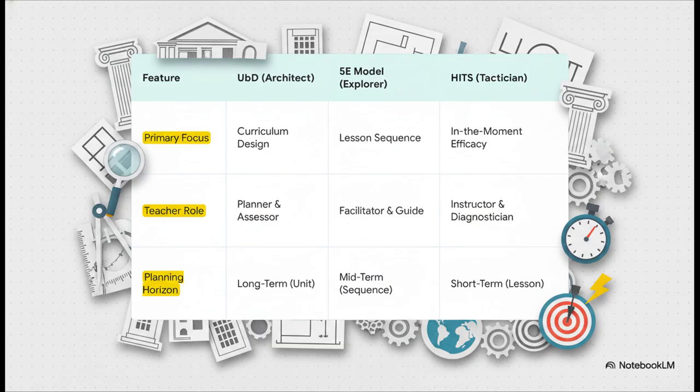Just look at the planning horizon row. UbD, our architect, is playing the long game. We're talking entire units, the whole semester. The 5E model, the explorer, that's more of a midterm thing, a multi-day sequence. And HITS, the tactician, that's the short game. We're talking this lesson, this activity, right now. You see, they're not 3 different ways of doing the same job. They're designed for completely different jobs.